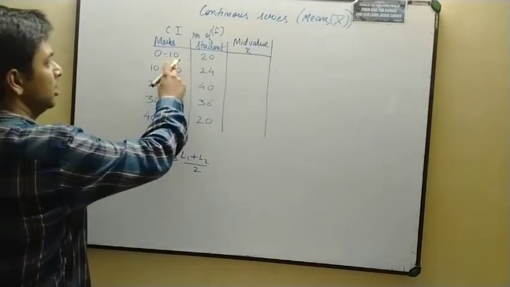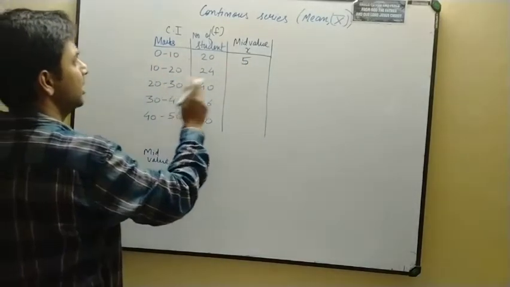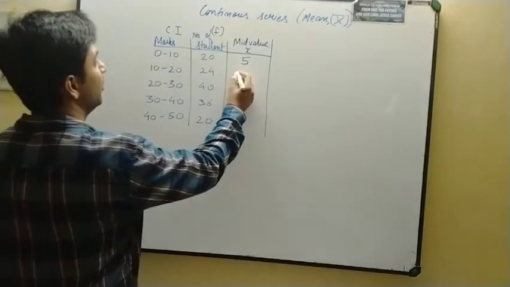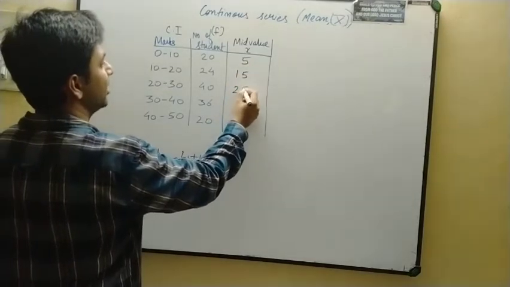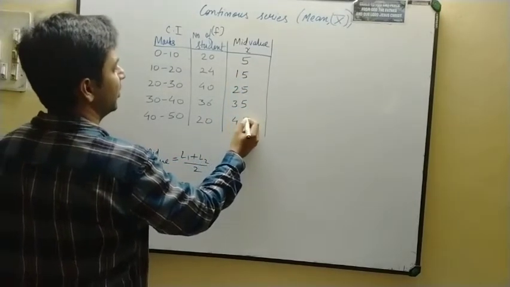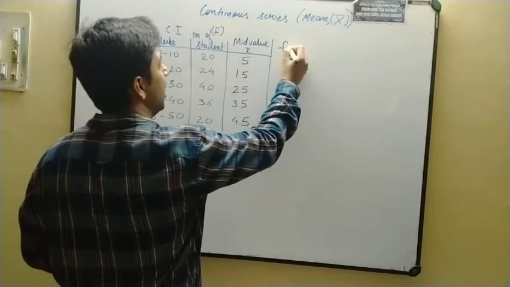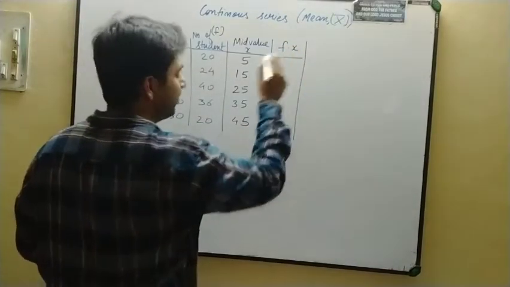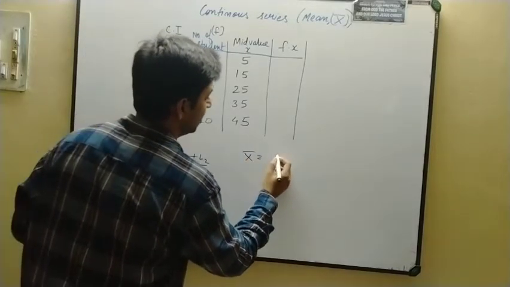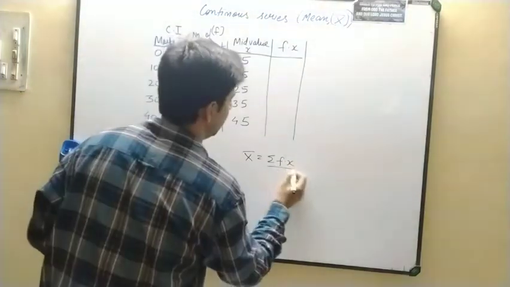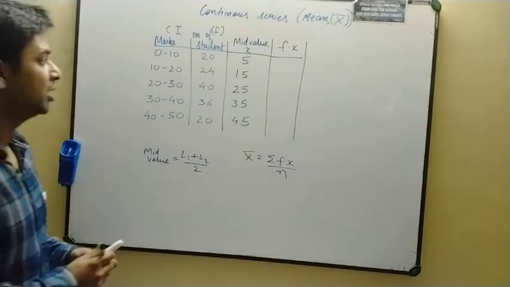So 0 plus 10 divided by 2 will be 5. Then 10 and 20 divided by 2 will be 15. Now you can see there's a difference of 10, so you can just add: 25, 35, 45. Now what to do? Now we will simply do f into x. The formula for finding the mean will be summation of fx upon n. The same formula will be used here, nothing new.